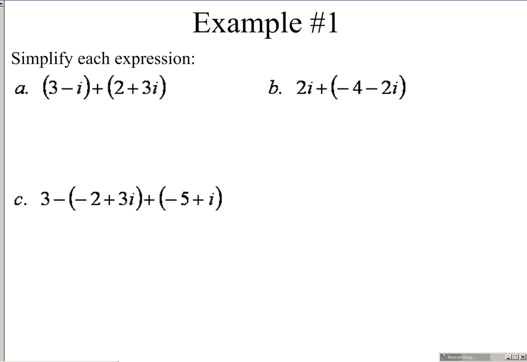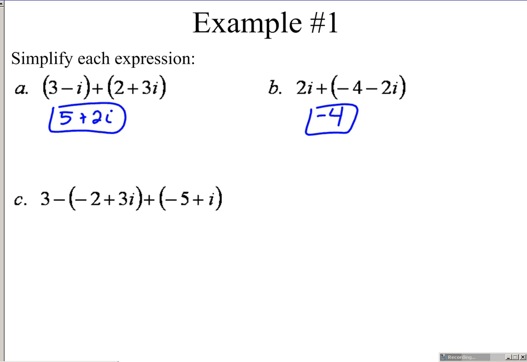When we do operations involving imaginary numbers, treat i as you would any other variable. So in this case, when I add these two together, I have to add like terms. 3 plus 2 is 5. -i plus 3i is 2i. Over here, same thing. Collect like terms. 2i plus -2i cancels. We're just left with -4.